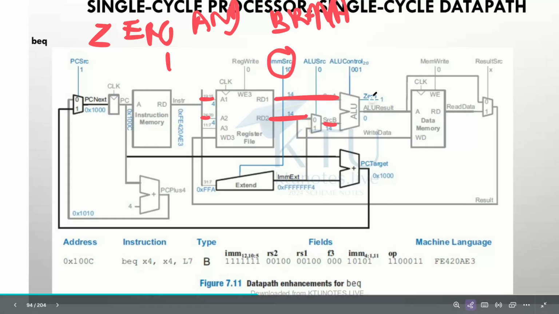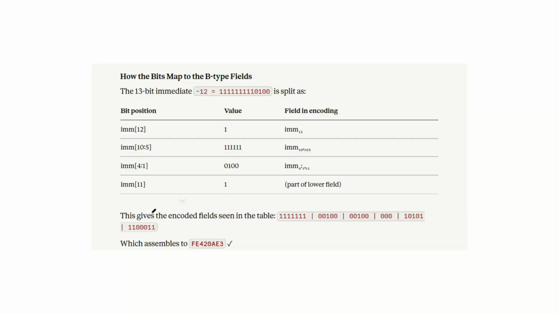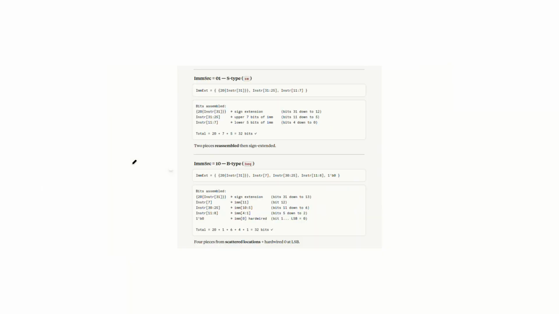If my zero flag is 0, it means I didn't get a zero here. That means the PCSrc value will be 0. That means I will do the normal execution here. That is what it means. Otherwise, I am going to do the normal execution.